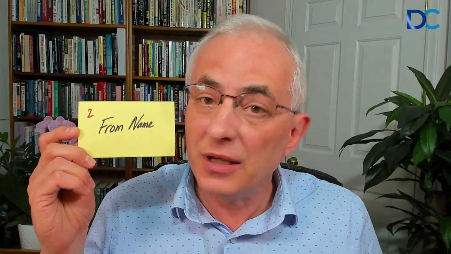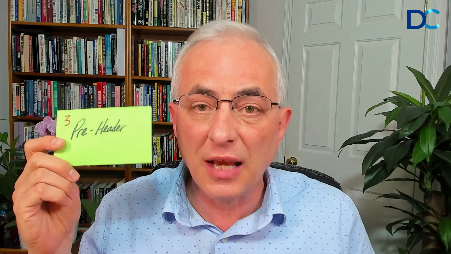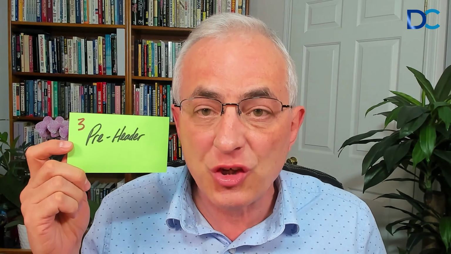Next one, your from name. So your from name is really important. It's one of the three things that people can see when they look through their emails. They can see your from name, they can see your subject line, and then the third thing they can see is your pre-header, that short bit of copy that tells a little bit more about what's in that email. Those three things are the most important things to test because they influence open rate, which influences everything else that goes on from there. So those are the three most important things to test.